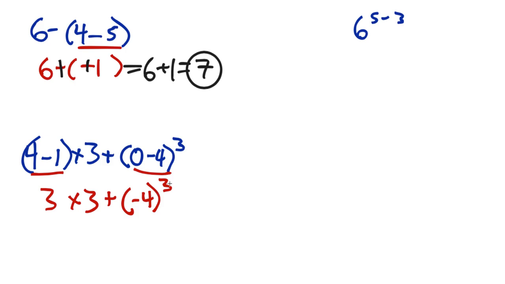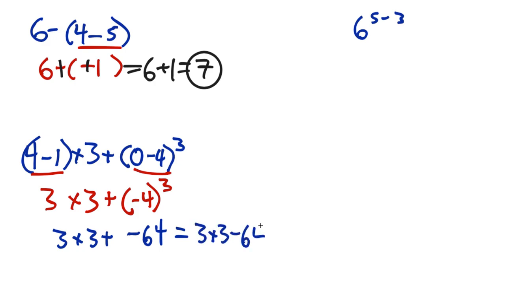So -4 cubed is our next thing, because remember, it's PEMDAS, so E stands for exponents. We're going to do that. -4 cubed becomes -64. Everything else is just still hanging out here. Now, plus a negative is going to be a minus. So basically, this really works out to be 3 times 3 minus 64.